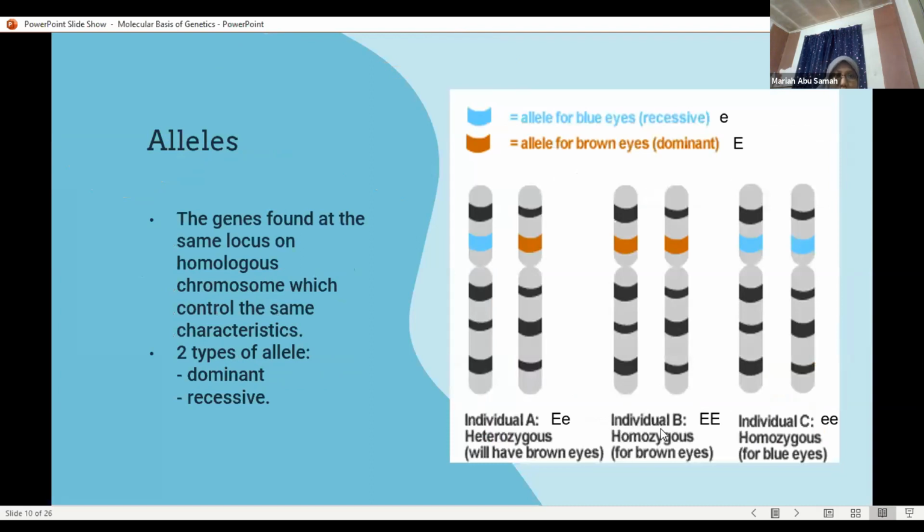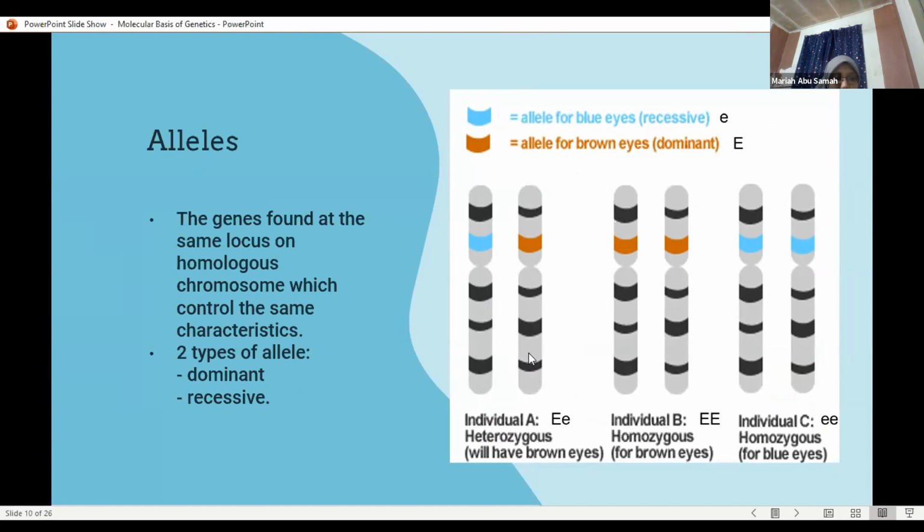Alleles are the genes found at the same locus on homologous chromosomes, which control the same characteristics. There are two types of allele, which are dominant and recessive. For example, here, individual A has big E and small e alleles. Big E is the allele for brown eyes, which is a dominant allele, while small e is the allele for blue eyes, which is a recessive allele.